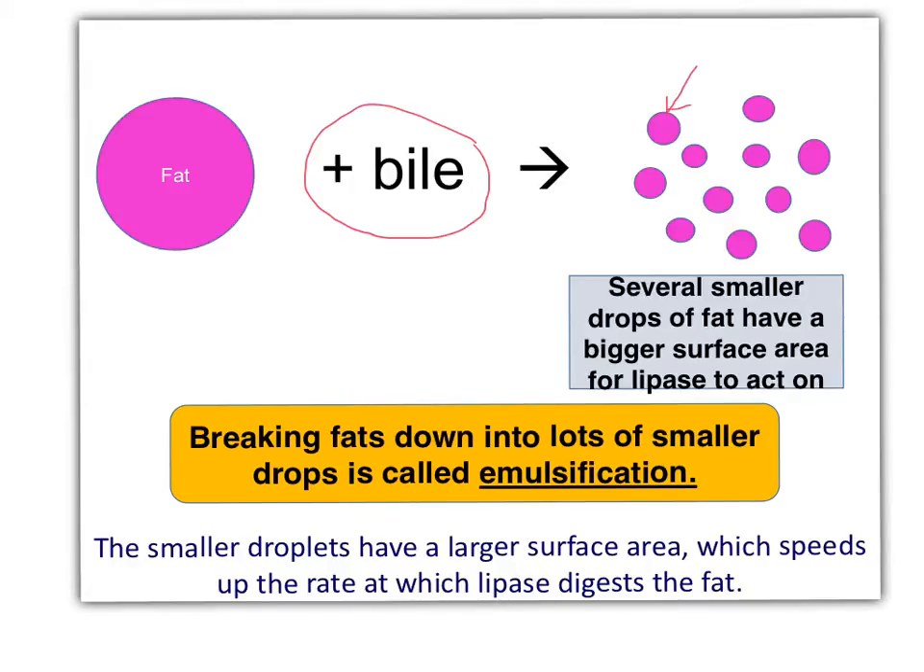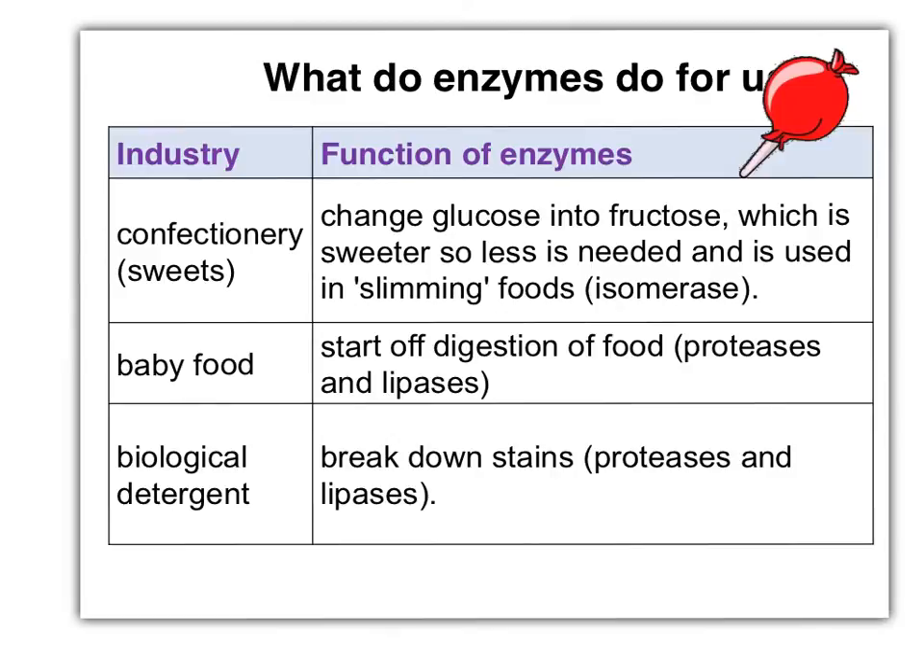Now what that means is there's a larger surface area for the lipases to work on the lipid to break it down into fatty acids and glycerol. Okay, which means the rate of digestion will increase, so more fatty acids and glycerol can be absorbed into the bloodstream through the small intestine.